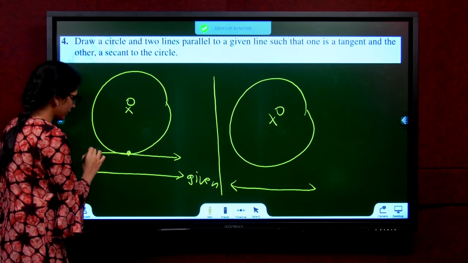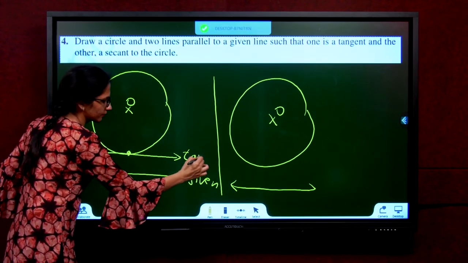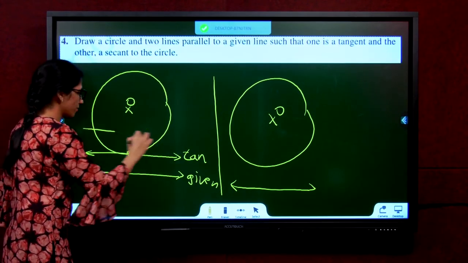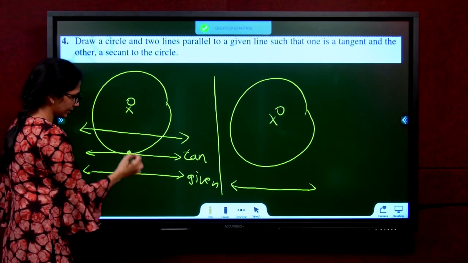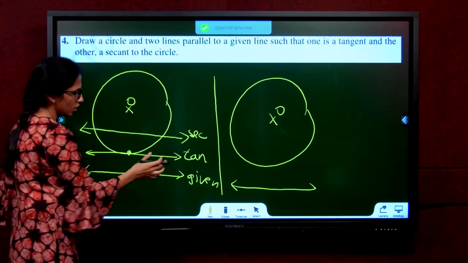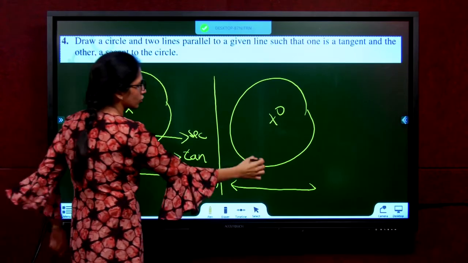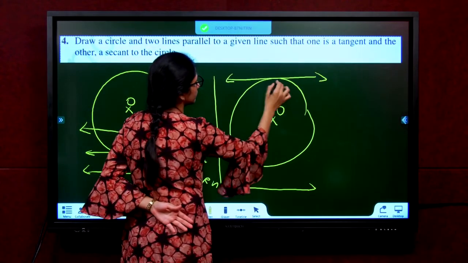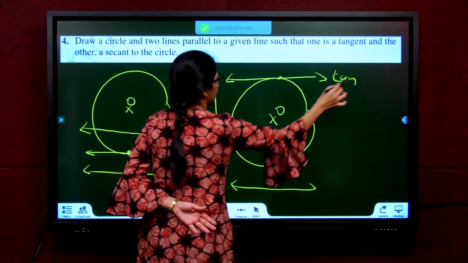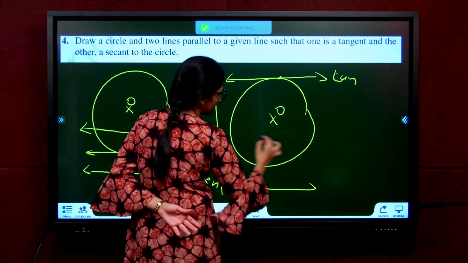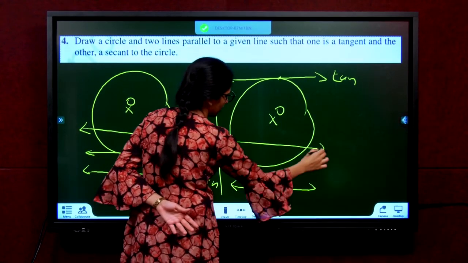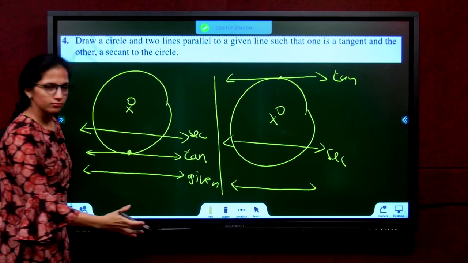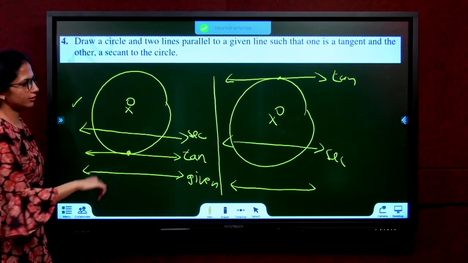This is the given line. This one, where it touches at one point, will be the tangent. One more is the secant. These are all parallel, yes? You can draw this tangent here also, no problem. Secant can be drawn here, here, here, anywhere. So you can draw this or that, anything.